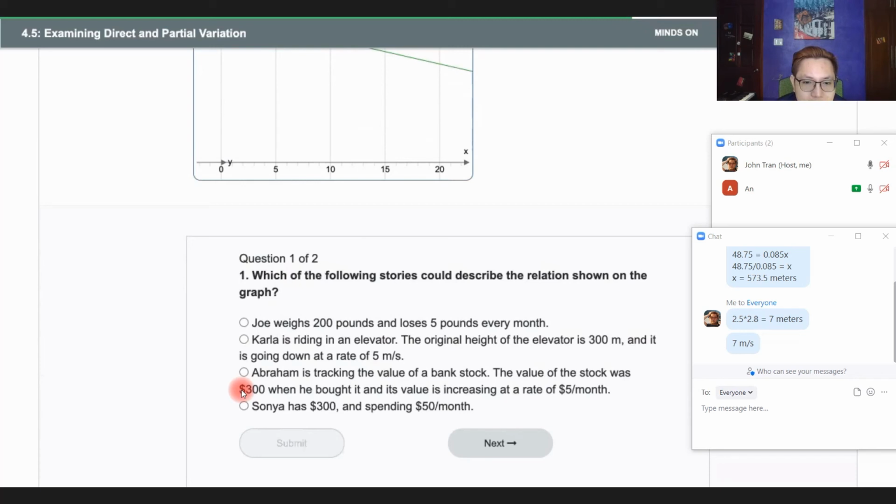Maybe it's the amount of pounds that Joe has lost so far. Maybe. What do you think? Yeah, I believe so. 5 pounds. 5, 10, 15, 20, 25. No, I don't think that's it. It's not.